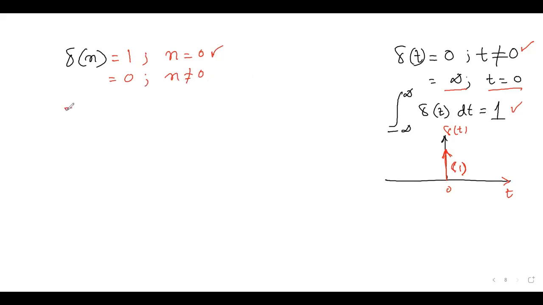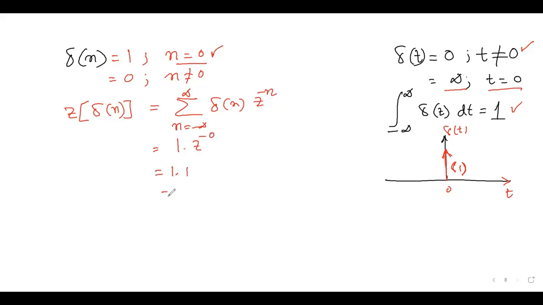So what will be the Z transform of the impulse function? By definition, it will be the sum from n equal to minus infinity to infinity of delta n z to the power minus n. Now it is 0 for all values of n, and it exists only at the origin. At the origin the value is 1, so delta n equals 1 when n equals 0, that means 1 into 1. So the Z transform of the impulse function is 1. As we know, the Laplace transform of the impulse function is also 1.